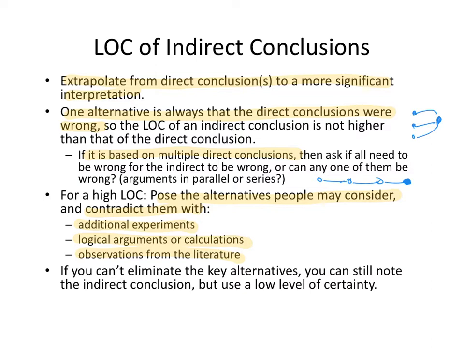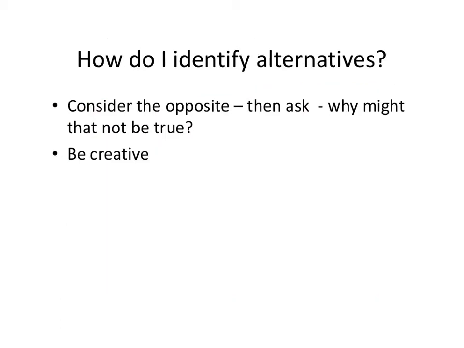And if these key alternatives are not eliminated, then the indirect conclusions are still worth mentioning, but they should use a low level of certainty when they describe them so that the reader understands that they can't draw those conclusions from this paper. They can't rely on those conclusions. They're just suggested conclusions that might provide insights about new directions to go.